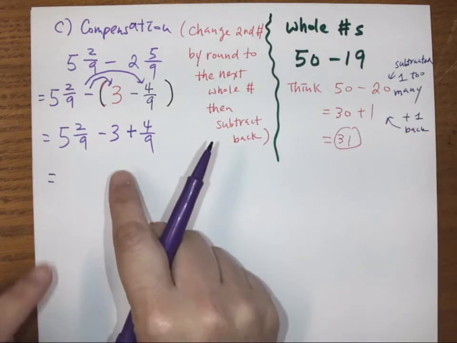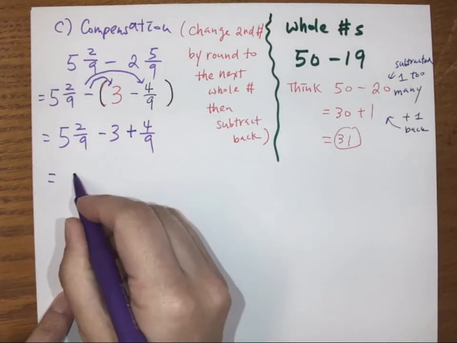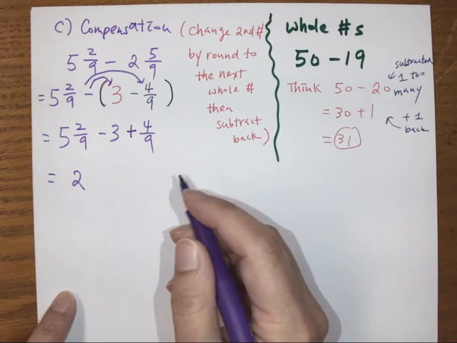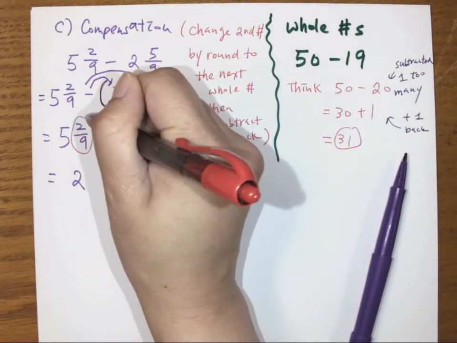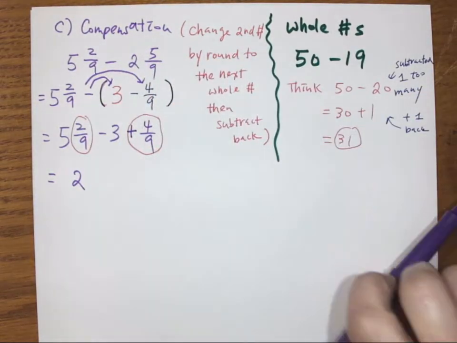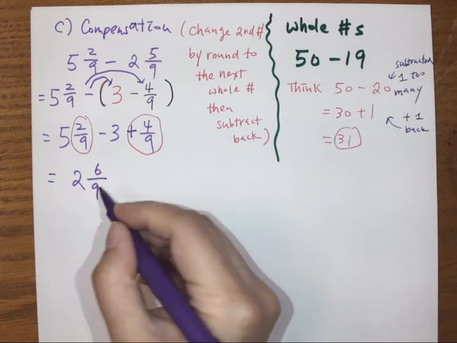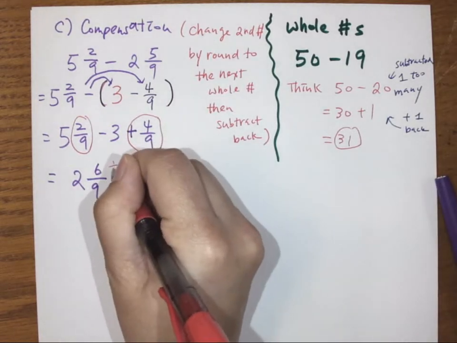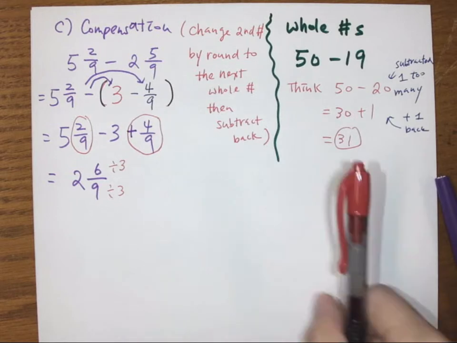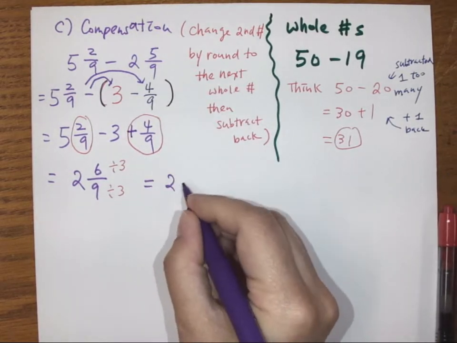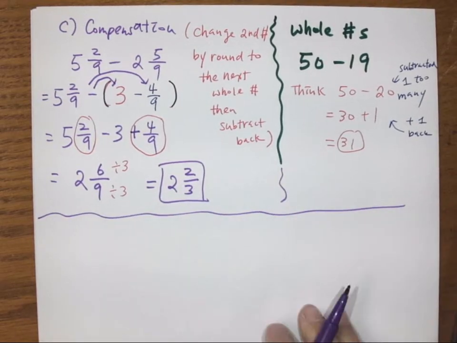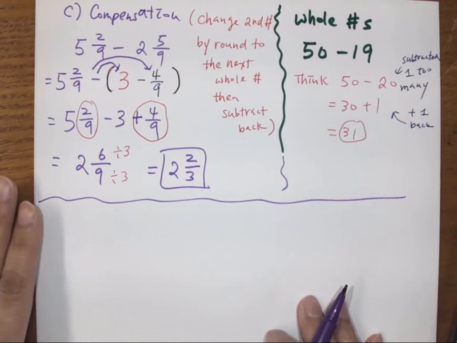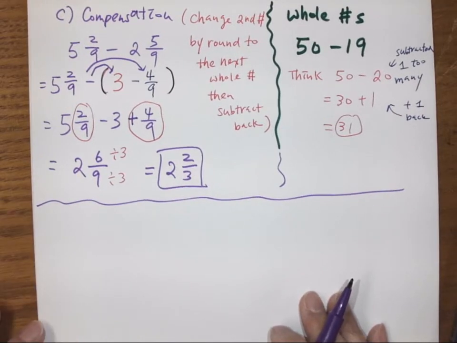So that would be 5 minus 3 is 2. And then we have this part, which is 2/9, and we need to add 4/9. Together we have 6 out of 9. And then you reduce it. Both of them can be divided by 3. So my final answer is 2 and 2/3. And I also provide you with an extra example for this. So in addition to this example, if you need more practice with compensation, there is the second link for that.